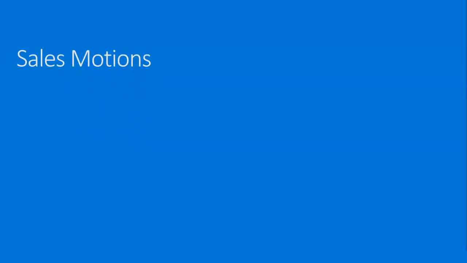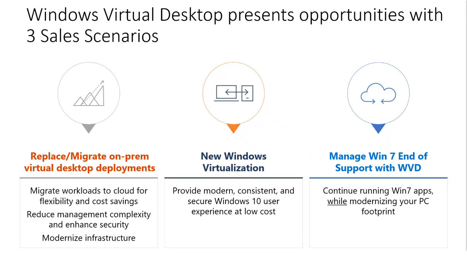The next section will be looking into different sales motions for WVD. How do you approach your customers, and what are the typical scenarios? There are three different scenarios that we'll be looking at. The very first one is replacing or migrating the on-premises virtual desktop environment. When we say virtual desktop environments, we're not really talking about VDI. We're talking about RDS as well. It might be Citrix, just any virtual desktop environment sitting on premises.